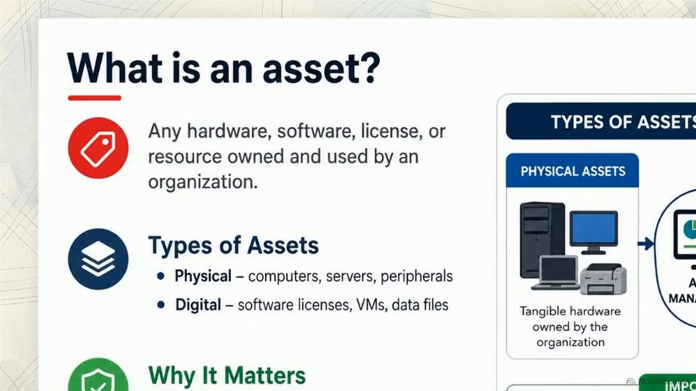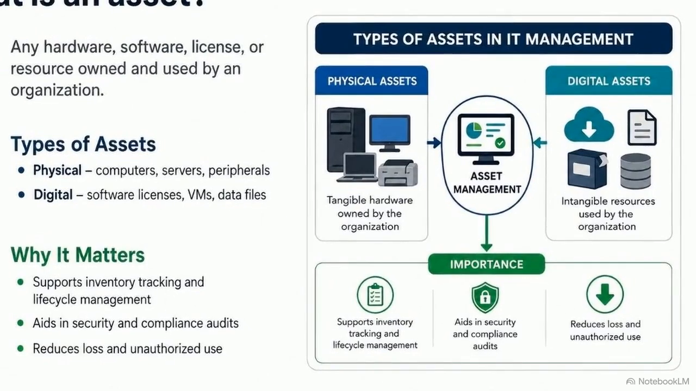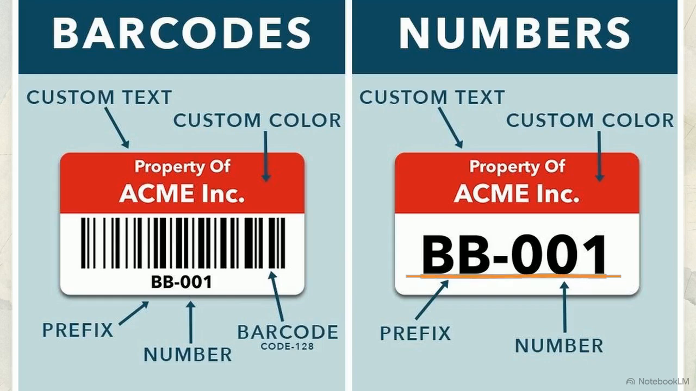This data is provided through asset management. This slide defines an IT asset as any hardware, software, license, or resource owned by the organization. Tracking these assets supports the entire lifecycle of the equipment and aids in mandatory security audits. The breakdown on the right distinguishes between physical assets, like servers and peripherals, and digital assets, such as software licenses and virtual machines. Physical assets are tracked using tags. Organizations choose between standard identification numbers or barcodes to facilitate rapid auditing.